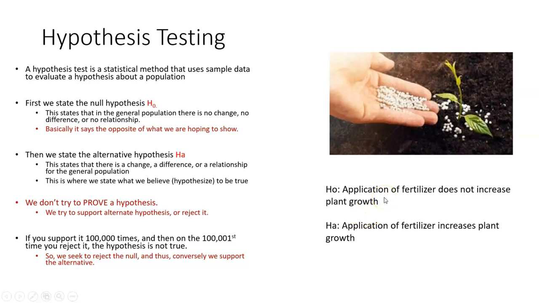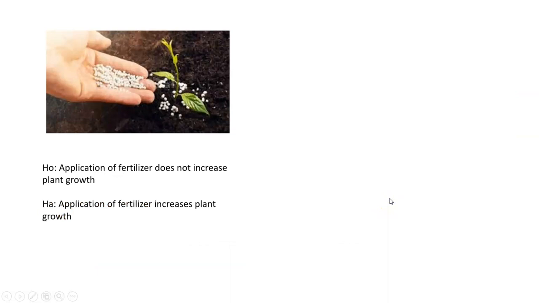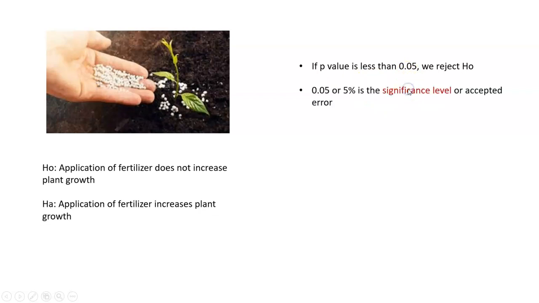Now let's see the three terms about which I talked, right? So I'm evaluating the two hypotheses. I have collected the data. Okay. If my p-value is less than 0.05, we reject H naught, right? If my p-value is less than 0.05, we reject H naught. So what is this p-value?